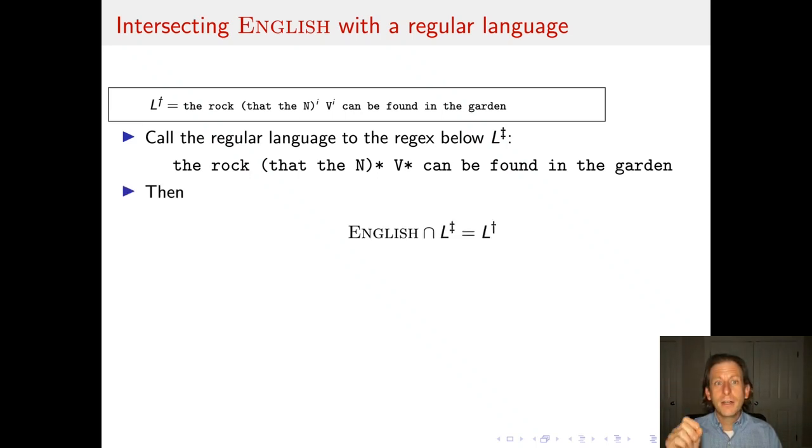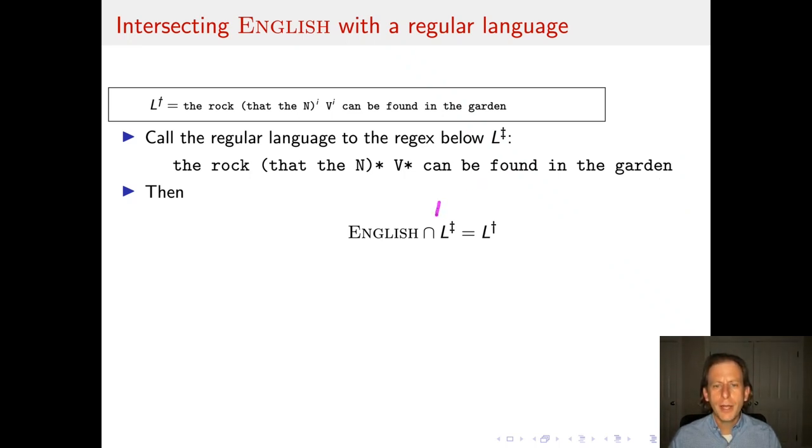Then, clearly from what I showed you on the previous slide, the formal idealization of English intersected with this regular language is L dagger, which we have up on the top. We know that because we assumed that L dagger is a subset of English, and that other cases of the rock that the end of the I, V to the J can be found in the garden, where I and J were not equal, are not part of English. Those things together allow us to intersect the formal idealization of English with this example, and we get out L dagger, which is what we wanted to be working with. Okay. Now, how do we use this?